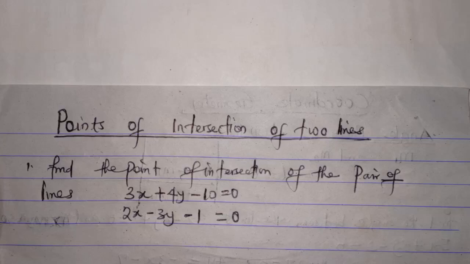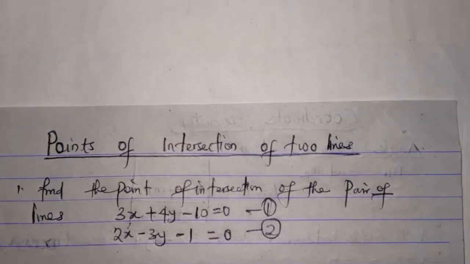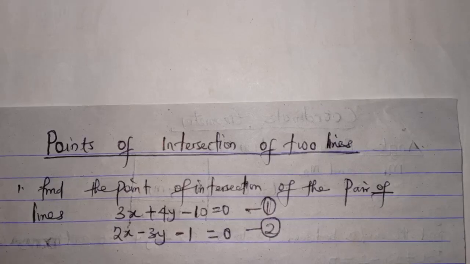We are given two equations here, the equations of straight lines: 3x plus 4y minus 10 equal to 0, and 2x minus 3y minus 1 equal to 0. We have to find the point where these two lines intersect. So we solve them simultaneously. Let's call this equation 1 and this equation 2. To solve this, I can either eliminate or substitute, but let me eliminate. I can eliminate either x or y, but let me eliminate x.